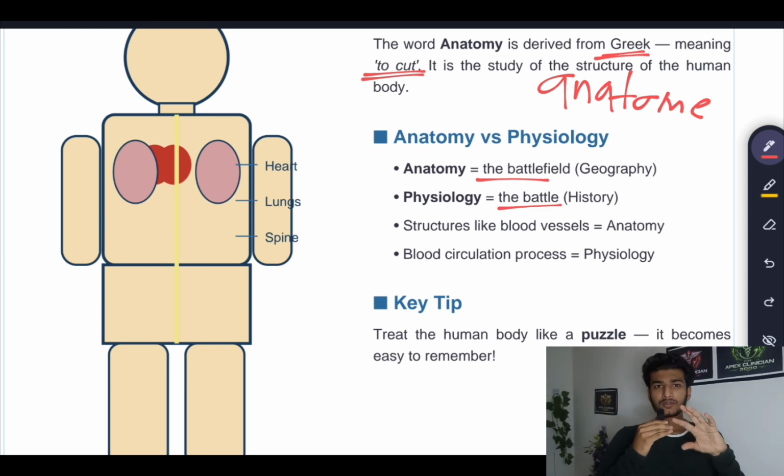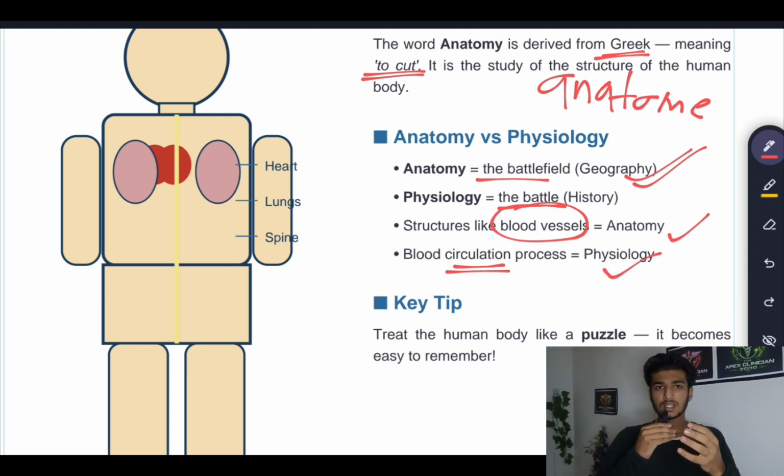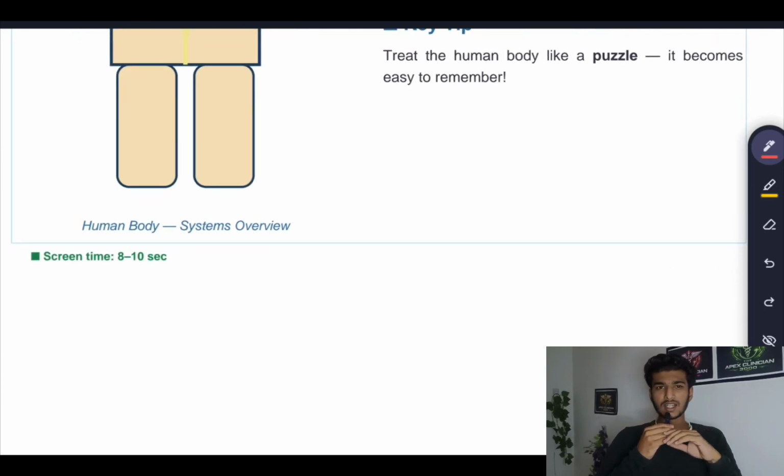So, whatever the physiological processes are, they occur on a specific field, and that field is the anatomy. So, what are the physiological processes that are occurring? Basically, there is blood circulation. Where is it occurring? It is occurring in the blood vessels and the heart. The blood vessels and the heart are the anatomical structures, but the process that is occurring is physiology, just like geography and history, where geography is the battlefield and history is the battle occurring on the field. So this is how we can compare anatomy and physiology in a very comprehensive way. Now you have understood what anatomy is.